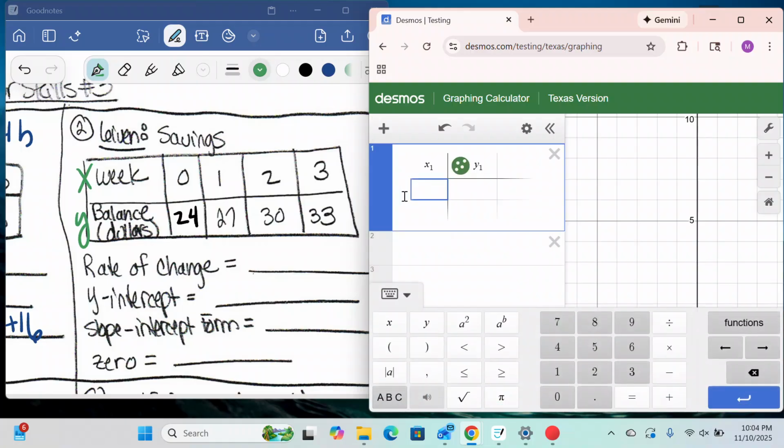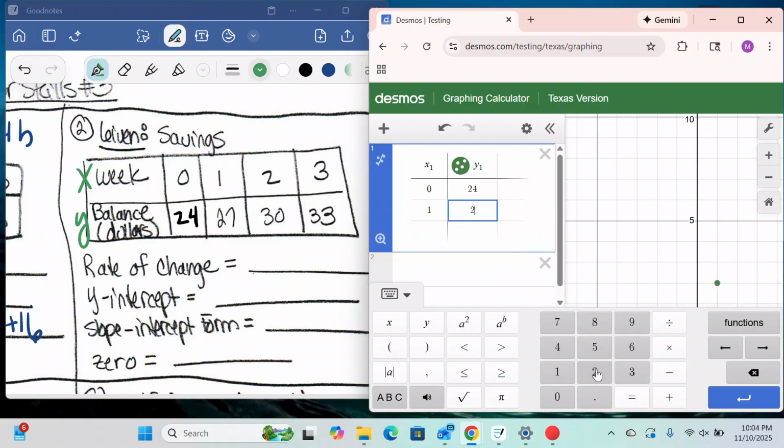I'm going to get on my trusty Desmos, click the plus sign, and then push table. Then I'm going to put the week as 0, and the y value is 24. Then I'm going to click on 1, and the corresponding value is 27. I'm going to click on x is 2, and my corresponding value is 30.